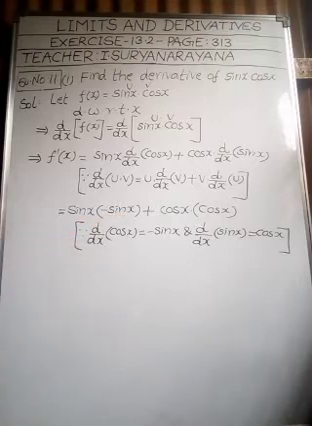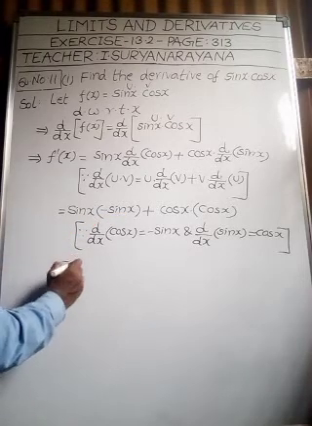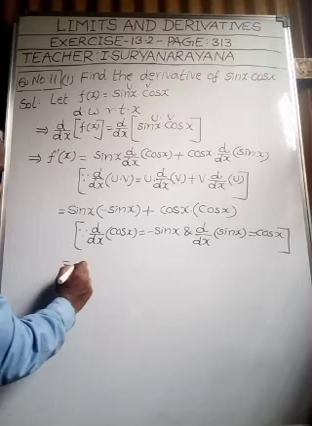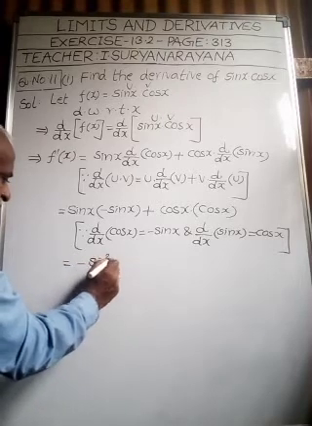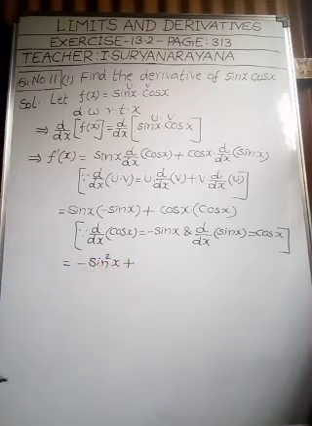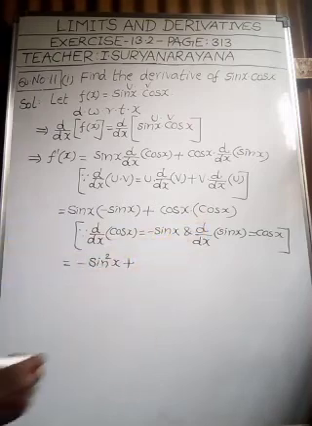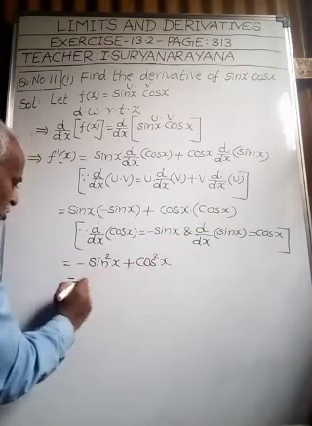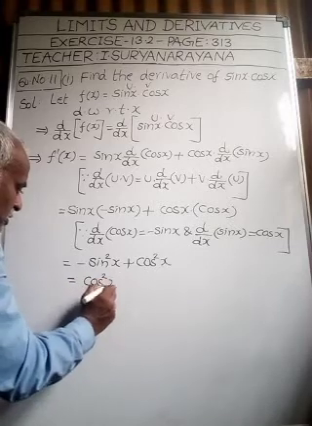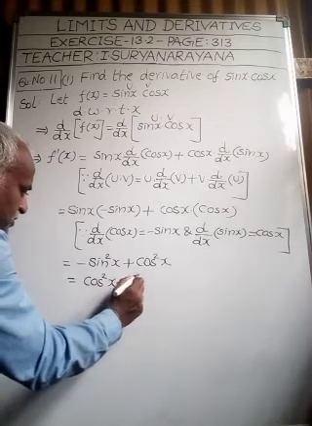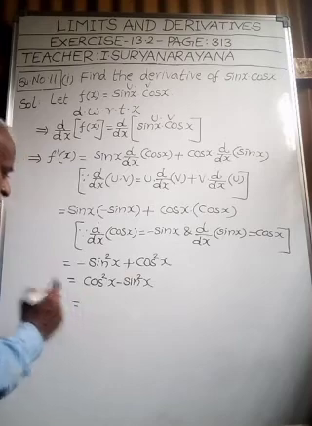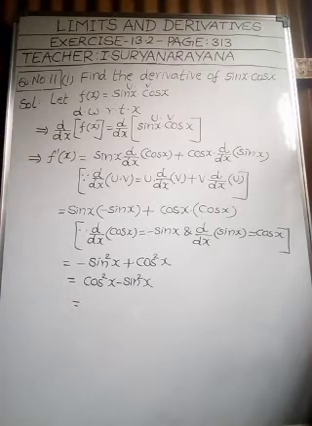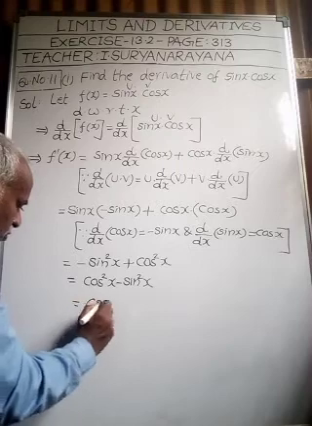Now let us simplify the terms. What will you get here? Sin x into minus sin x. What will you get? Minus sin square x. Okay, my children. Cos x into cos x. What will you get? Cos square x. So cos square x minus sin square x. What is the formula? Cos square x minus sin square x. Yes, cos 2x.